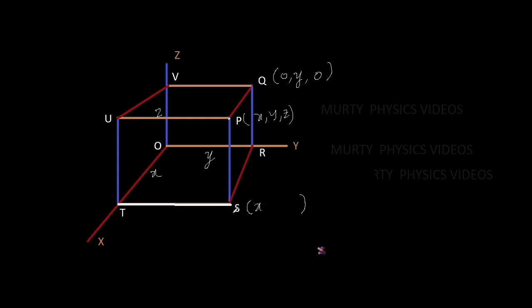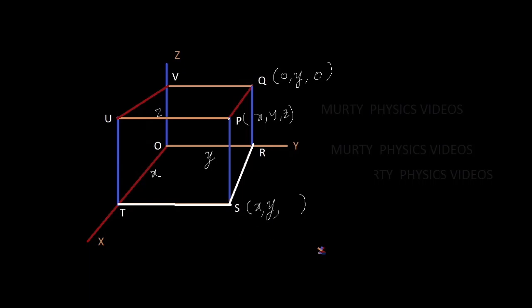To get y coordinate, draw a normal from this point S onto the y-axis. This is the normal onto the y-axis. It cuts at R. Therefore, distance of R from the origin is y. Therefore, y coordinate of the S is y.